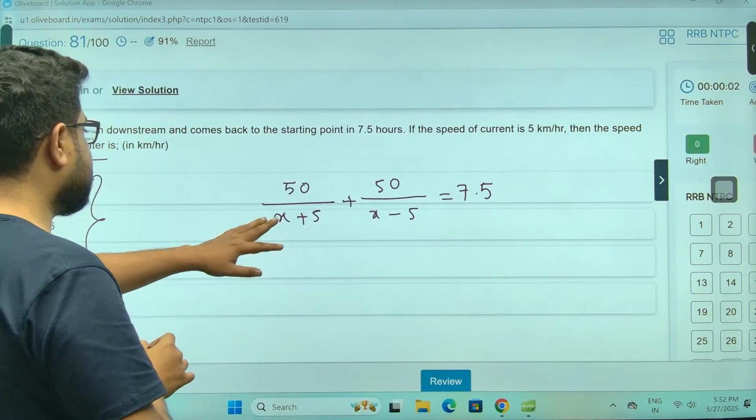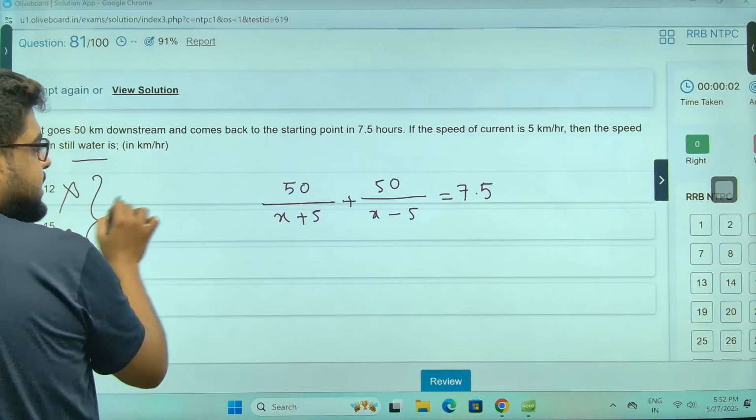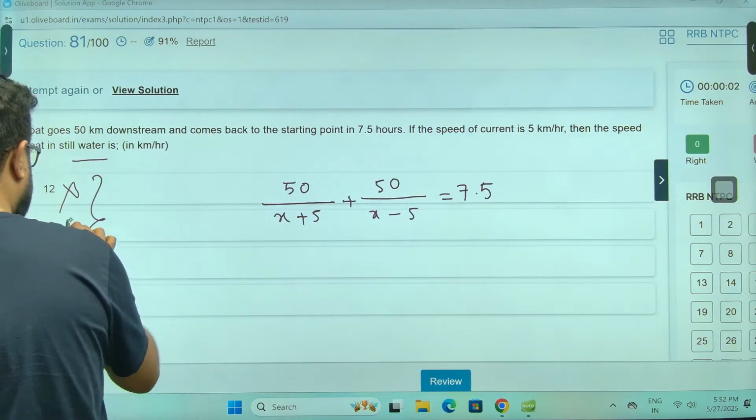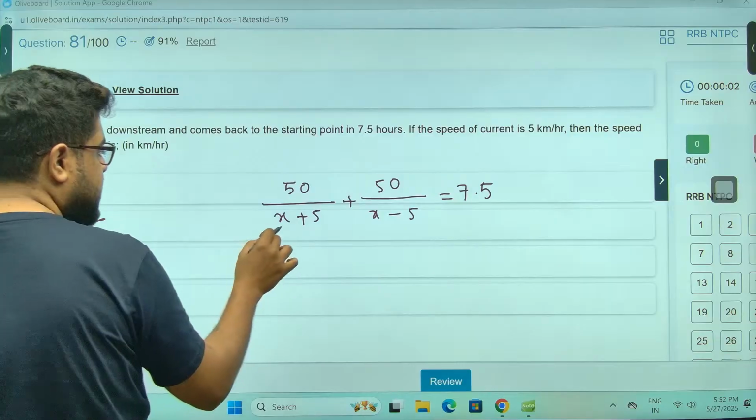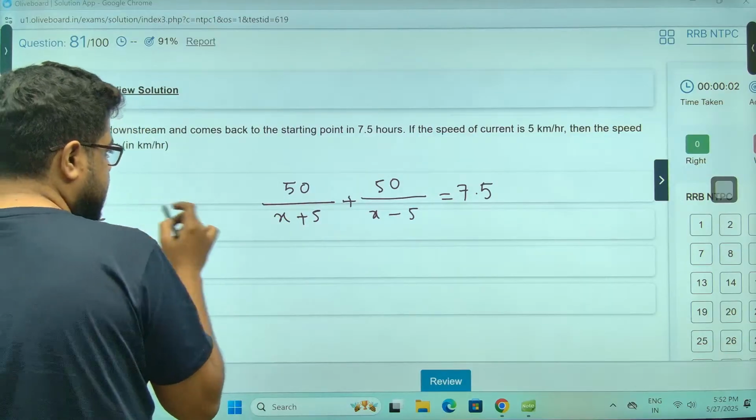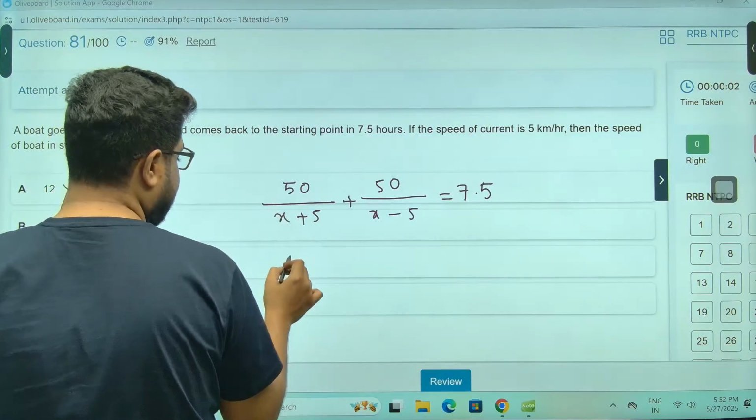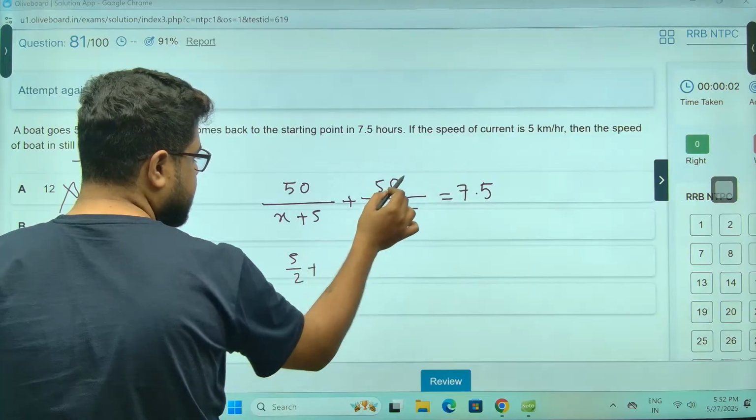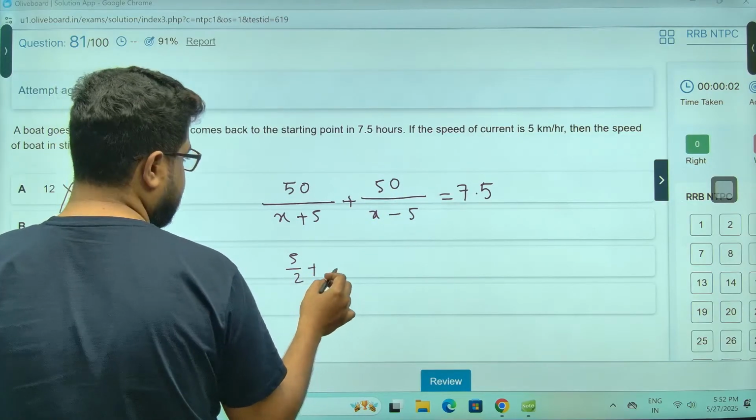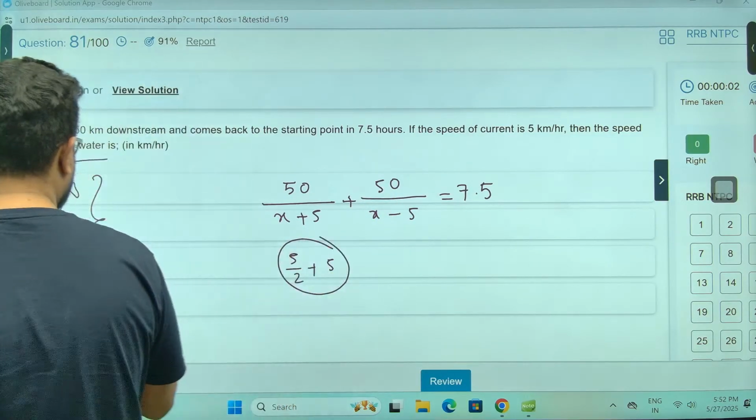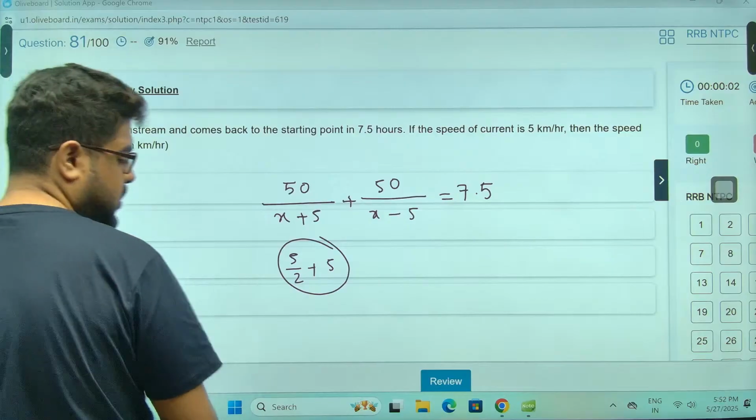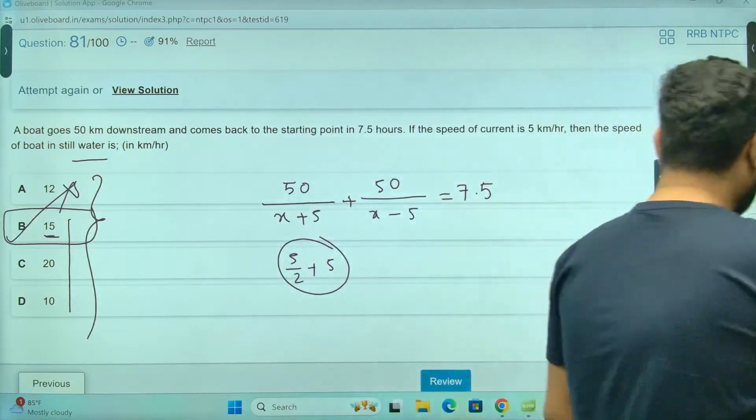12 plus 5, 17 can never be the answer because it needs to divide, so it will be a multiple of 5 only. 15 plus 5 is 20, 15 plus 5 is 10, 5. Yes, this is the answer. 15 is the answer. Option B. Just check the options.